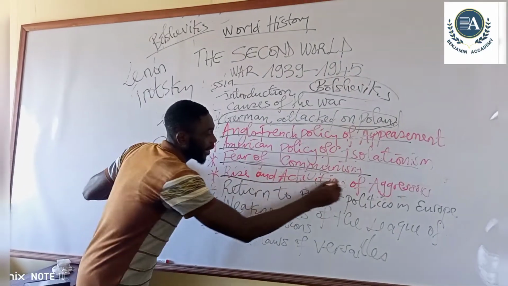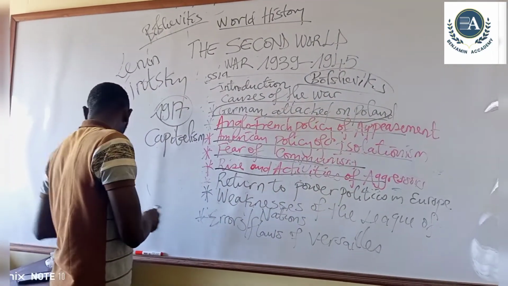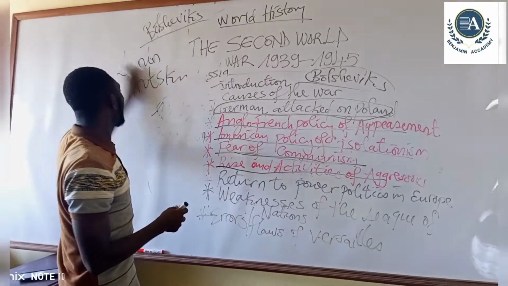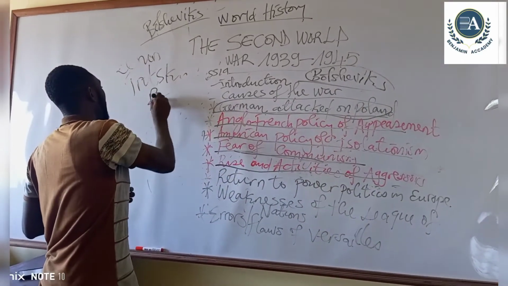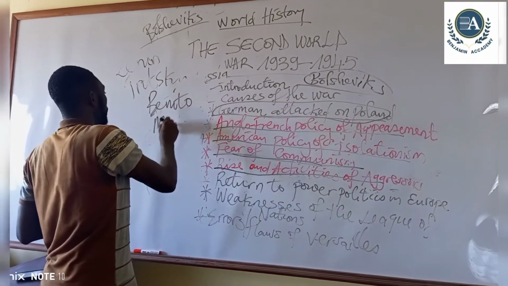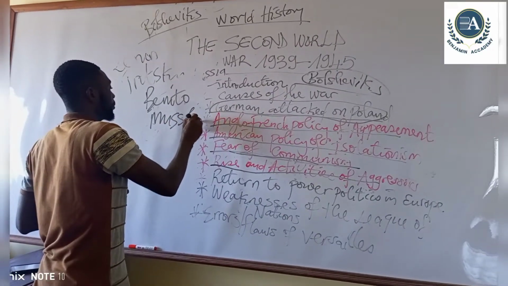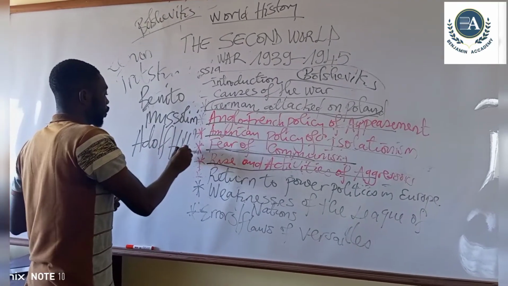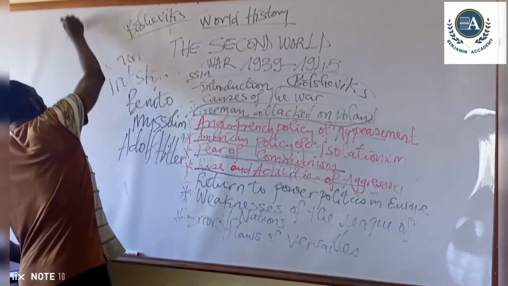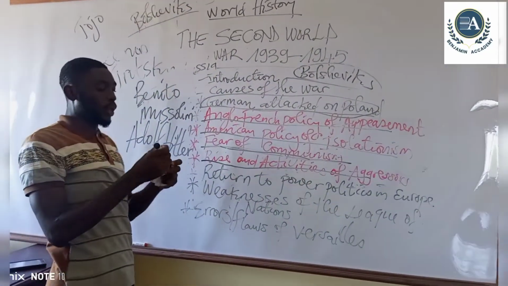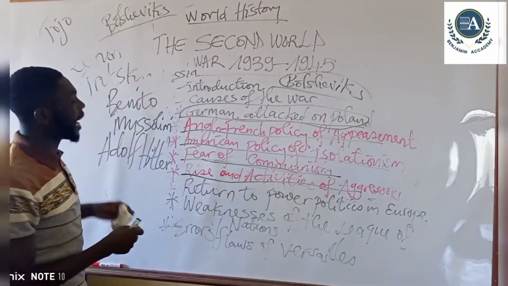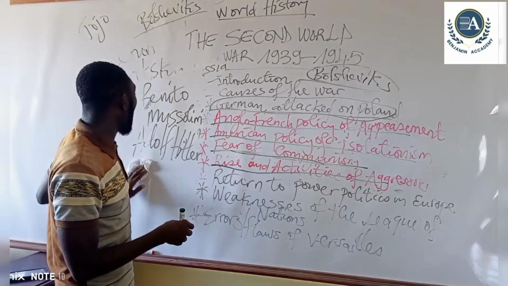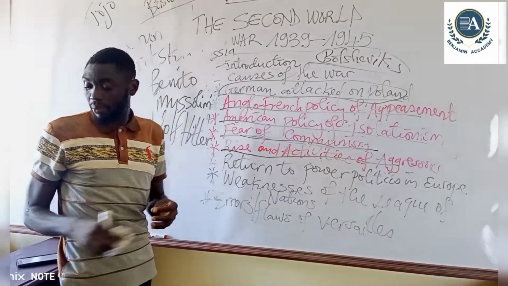The next one, we talk about the rise and activities of aggressors. The Second World War was caused again by the activities of these aggressors. And we have said these aggressors, we have Benito Mussolini of Italy, Adolf Hitler of Germany, and General Hideki Tojo, who led the Japanese military. These were the aggressors that prospered in Europe and Southeast Asia in the 1930s, and their activities led to the outbreak of the Second World War.